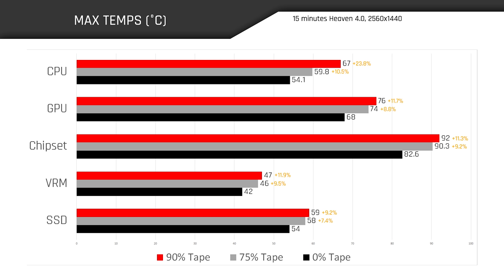So let's take a look first at temperatures. These are the max temp values in degrees Celsius after 15 minutes of Unigine Heaven 4.0 at 2560 by 1440. And you can see right off the bat that we are getting increased temperatures as we impede the case's airflow.